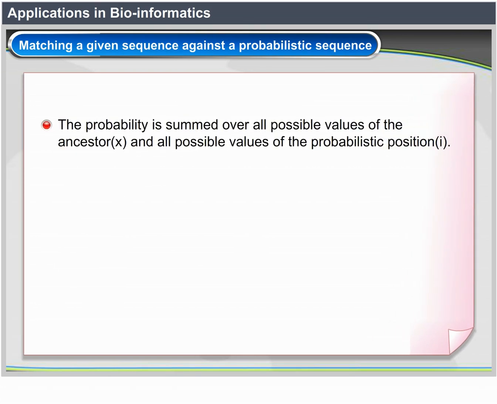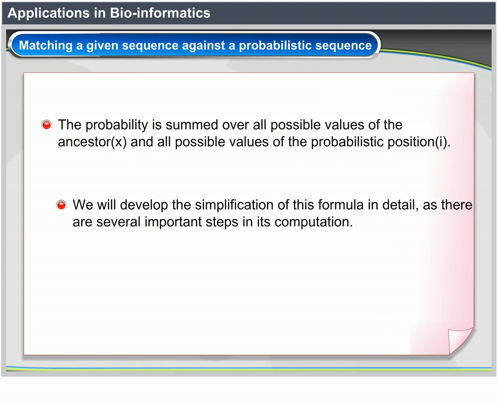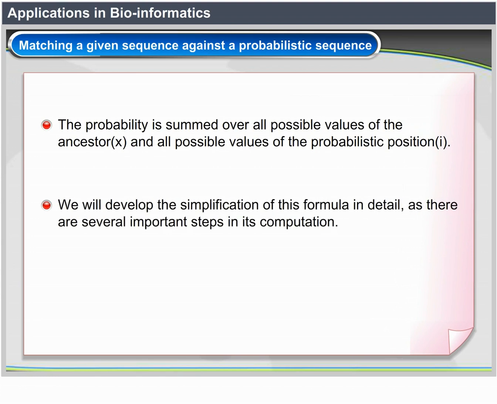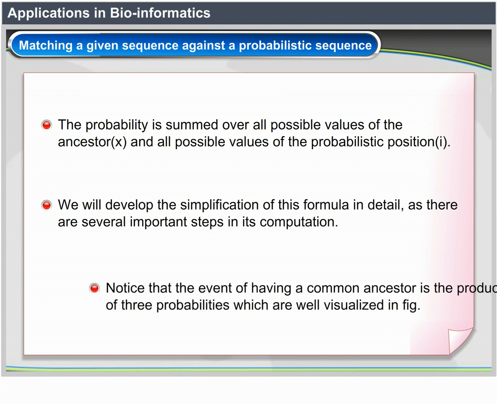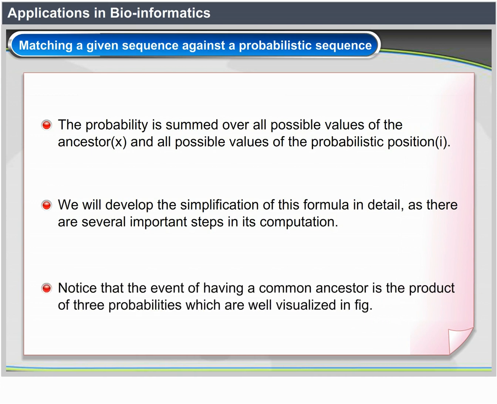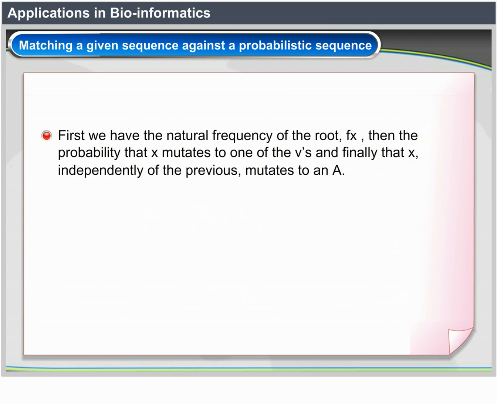The probability is summed over all possible values of the ancestor of X and all possible values of the probabilistic position of I. We will develop the simplification of this formula in detail, as there are several important steps in its computation. Notice that the event of having a common ancestor is the product of three probabilities, which are well visualized in this figure. First, we have the natural frequency of the root fx, then the probability that x mutates to one of the v's, and finally that x independently of the previous mutates to an a.